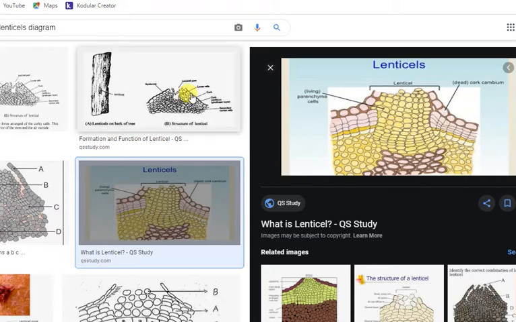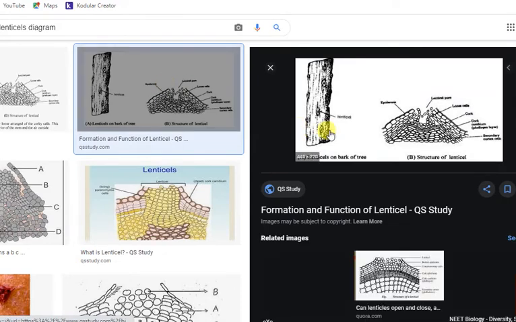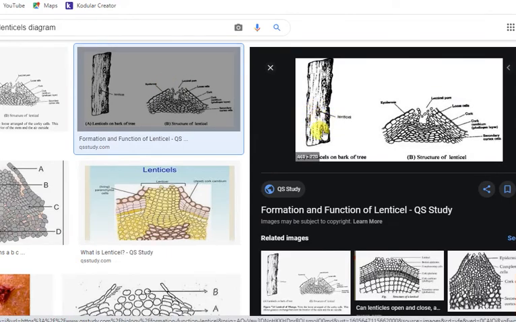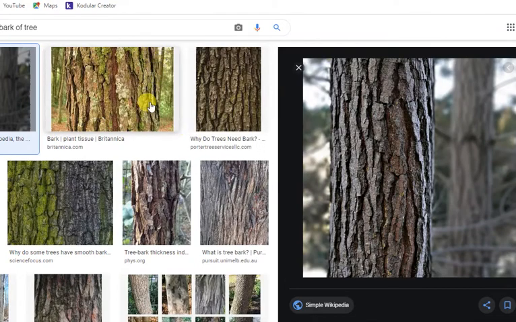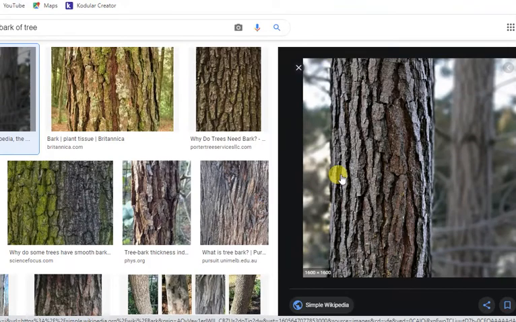And if we look at a tree, this is how the lenticels appear on the bark of a tree. This is the actual situation in life, and this is just the diagram. That is the lenticels. And as we say, the epidermis can sometimes be modified into the bark of the tree in secondary growth.